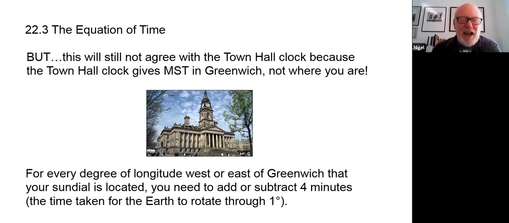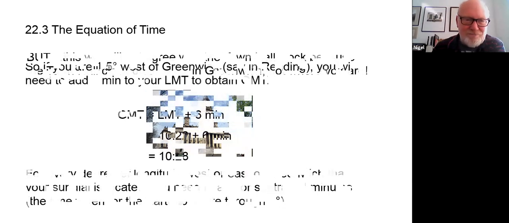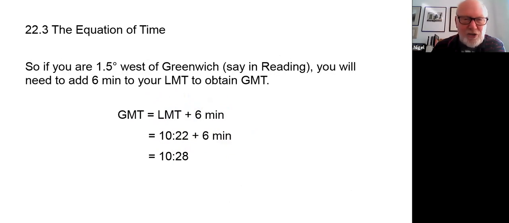Now, the next bit I find really difficult. Do we add on or do we subtract? Well, let's have a look. If you're 1.5 degrees west of Greenwich, and the nearest big town I could find, or is it a town or is this a city? I think it's still a town, in Reading.